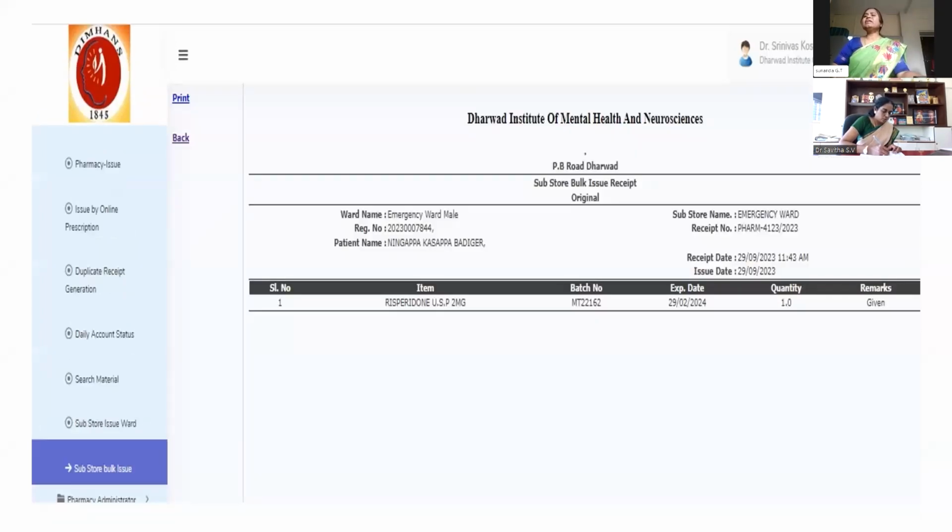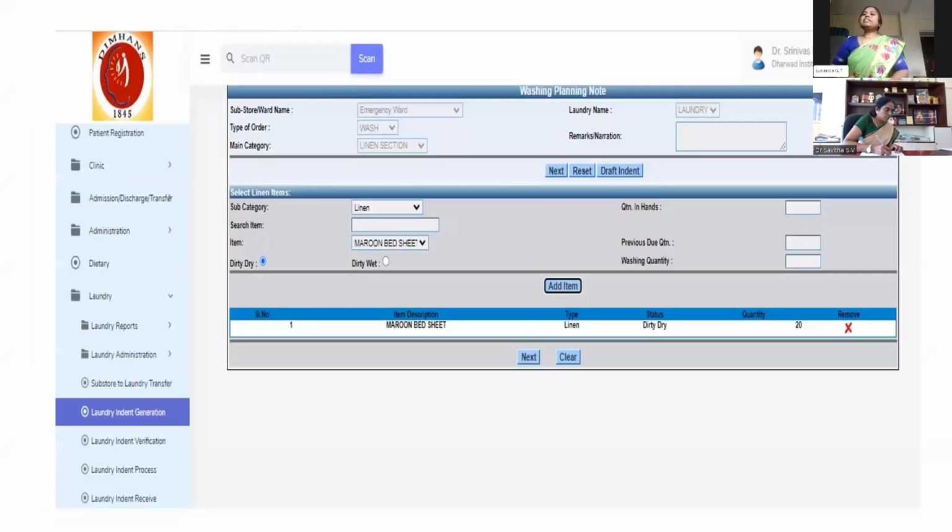In the next slide, when one drug has been given, it is like a sub-store, and the receipt will go like that. The risperidone for one patient, given today, will keep reducing in the stock. And next slide, please. Yes, here is bedsheet indenting, this is an indenting form. Next slide.